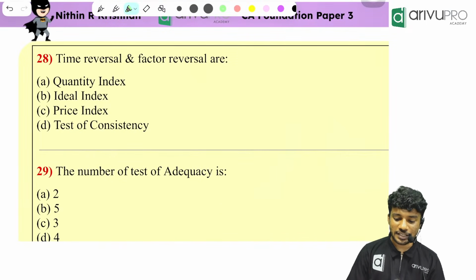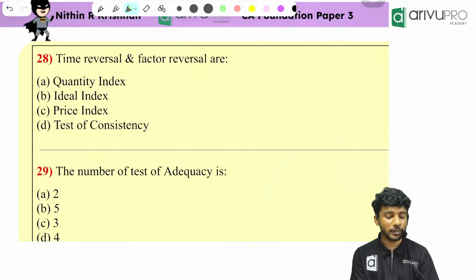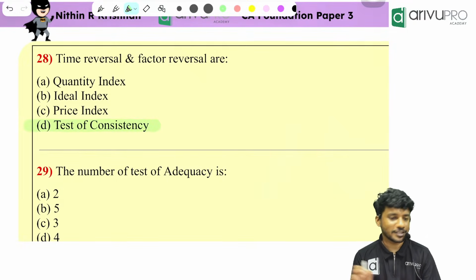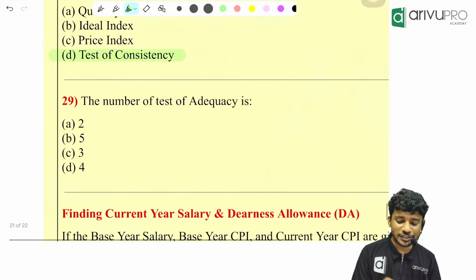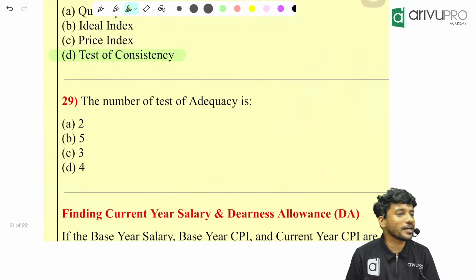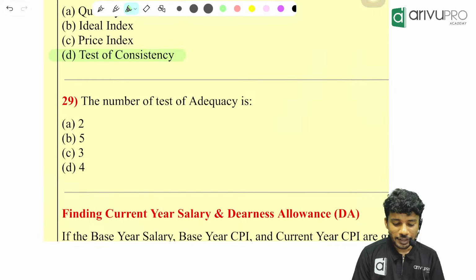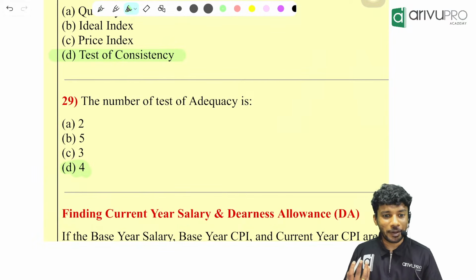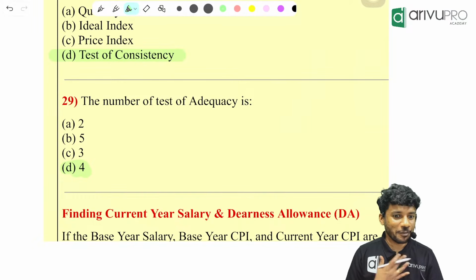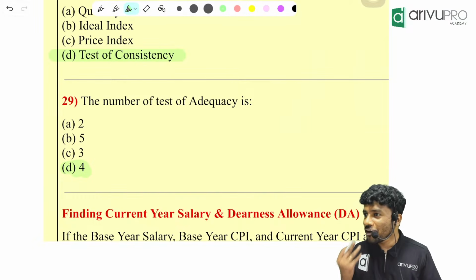Next question. Time reversal test and factor reversal test are what people? Tests of consistency. Another previous year question. Direct one word questions can be there. Then this was the funniest question. How many tests are there? 4. From our ICA material there are only 4. But actually there are more. But from our ICA point of view there are only 4 tests.